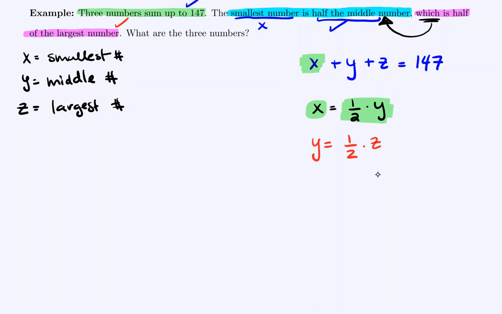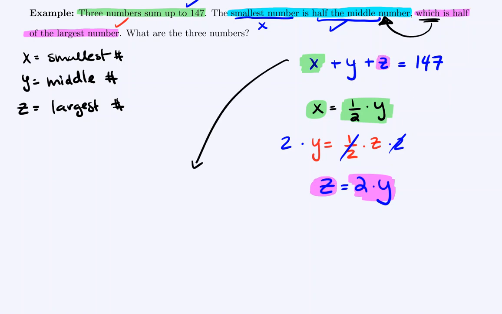And I almost can. For instance, if I could get z by itself, then that would be z equals something in terms of y. And I could do that by multiplying both sides by 2. And we get z equals 2 times y. So let's substitute this here. That would give us the equation x takes on the value 1/2 y plus y itself plus 2y. All of that equals 147.